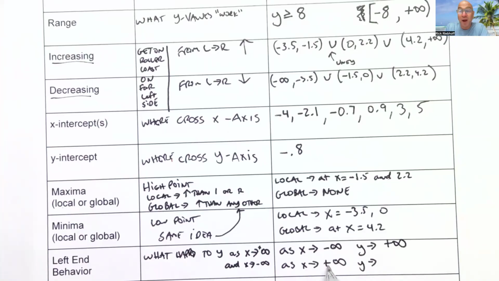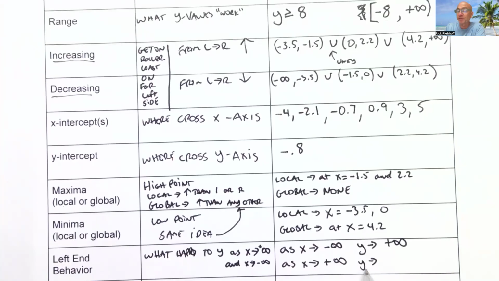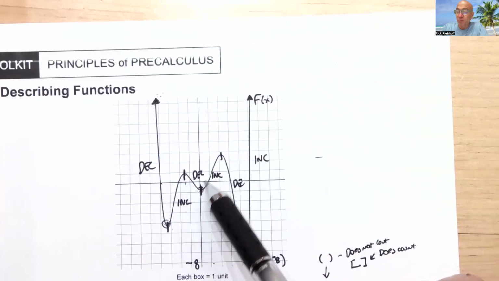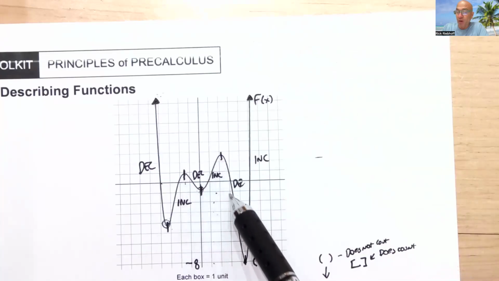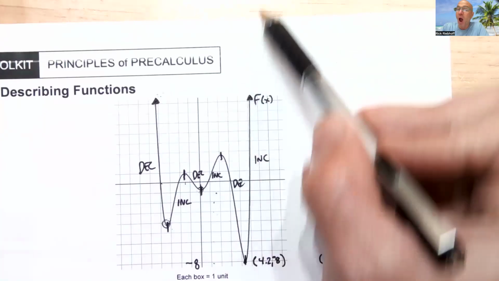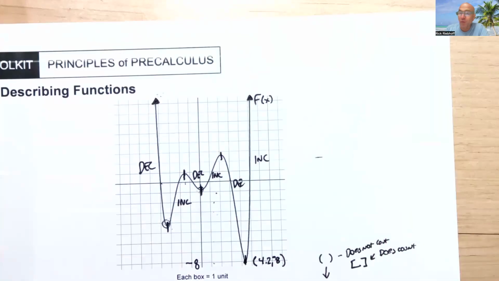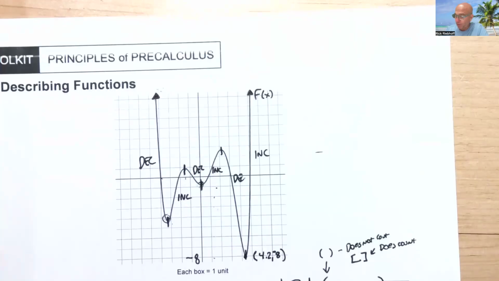All right, let's do this one. As x goes towards positive infinity, as we go far and far to the right, what happens to our y values? Let's go on a trip. Going to the right, going to the right. Oh my gosh, we're going down, down, down. What's happening now? Whoa, we are heading off to where? Positive infinity.